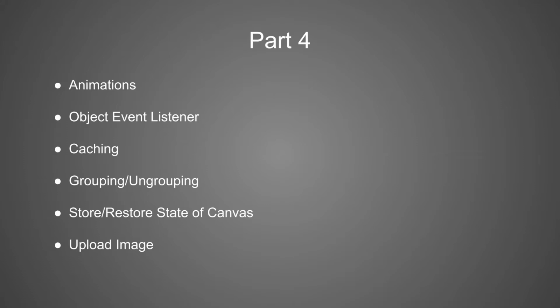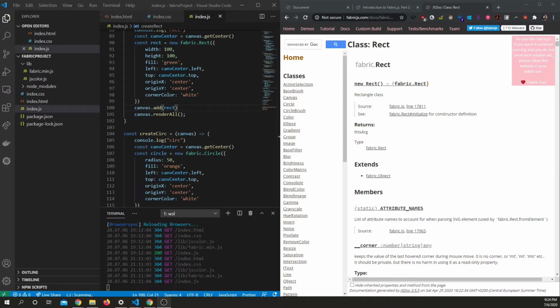dirty. We will learn about grouping and ungrouping objects in the canvas, which is very helpful for allowing the user to control multiple objects at once. Then we will learn how to store and restore the state of the canvas, and we can do this in both the SVG and JSON format. Lastly, we will learn how to upload our own image into the canvas. So let's talk about animations.